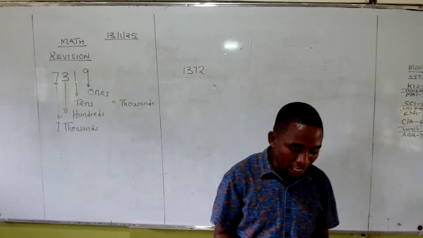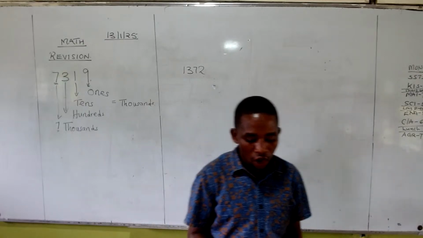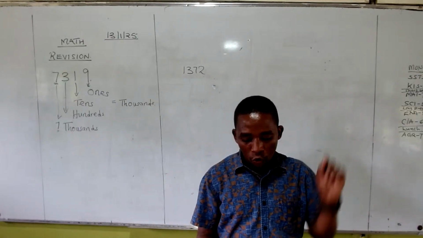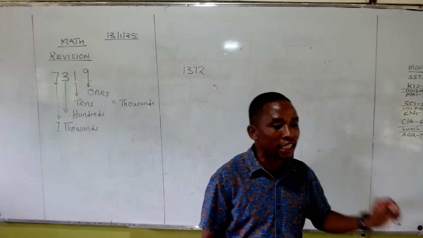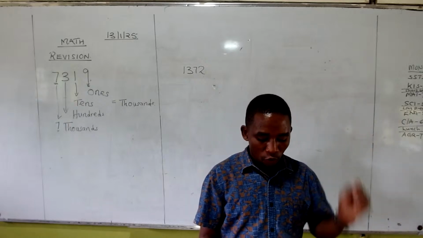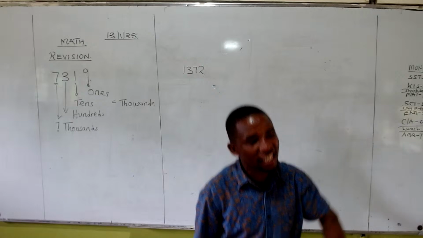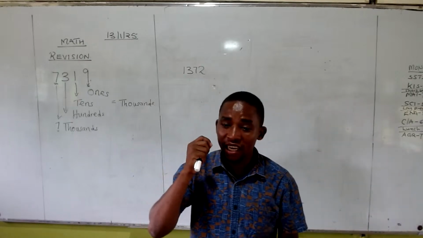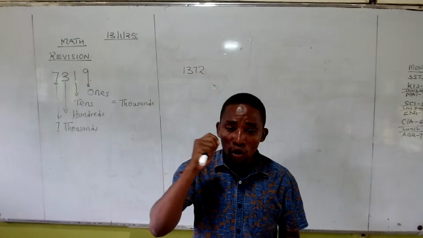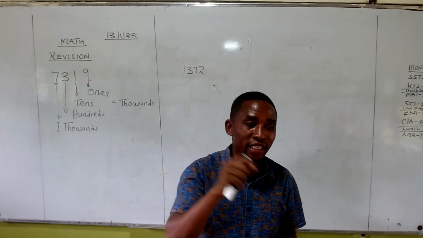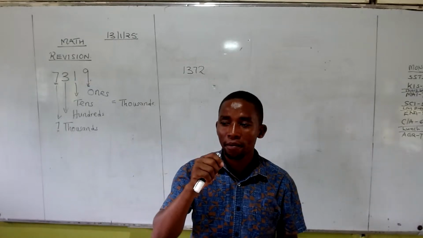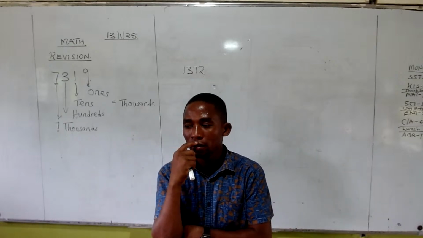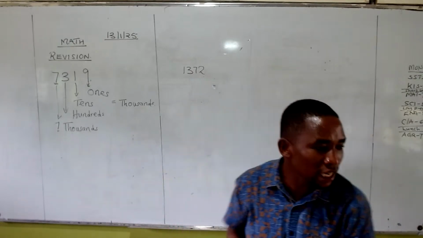They said in a certain county in Kenya, 1,372 children below the age of 5 years were given a polio vaccine. What is the number of children vaccinated in words? What is the keyword in that question number 2? What do we look for to answer this question correctly? In words. Writing numbers in words.